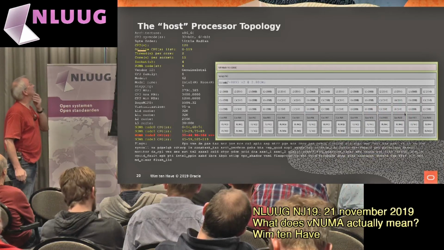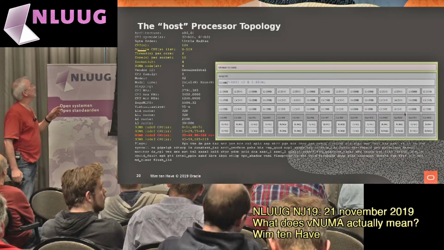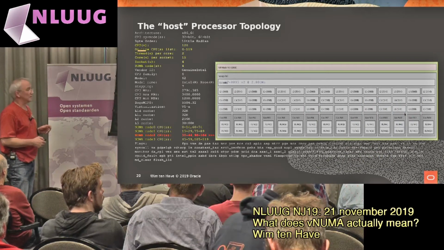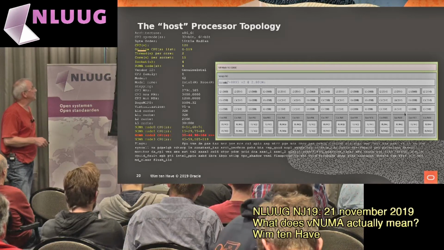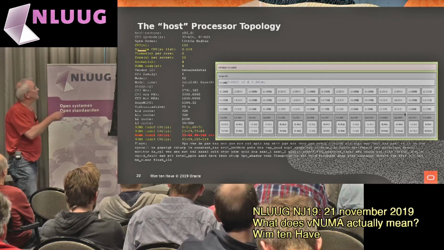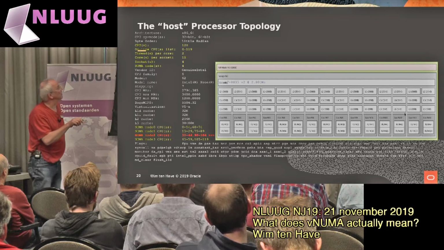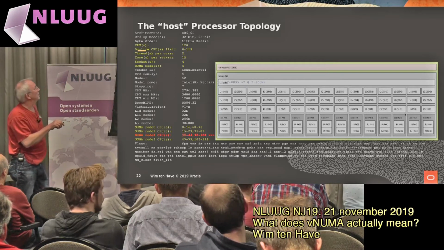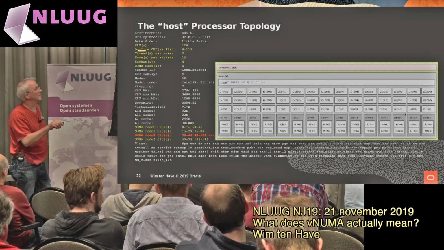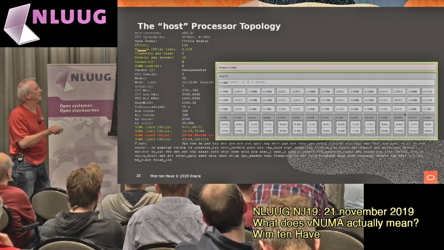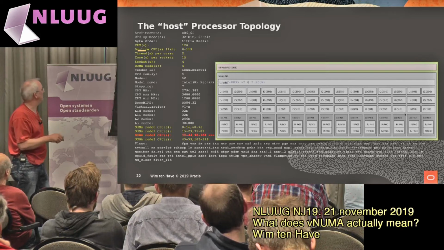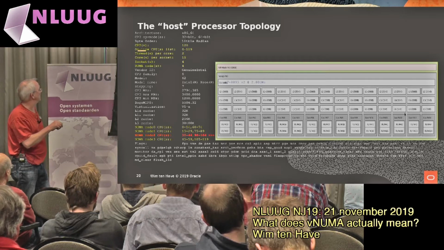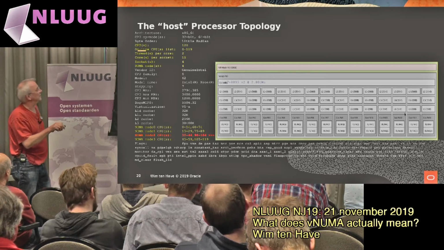lscpu on the host describes the CPU topology, the processor topology, and I have also shown a command like lstopo, which gives you the hwloc package description or a graphical outfit of one of the sockets on the host. So that socket, or this NUMA node, has this processor.